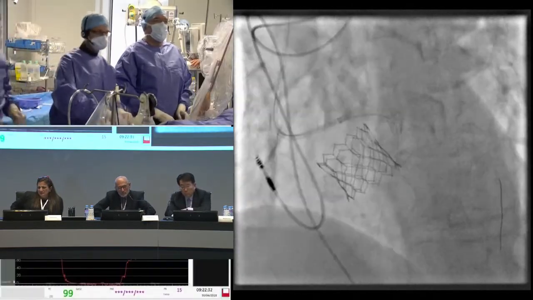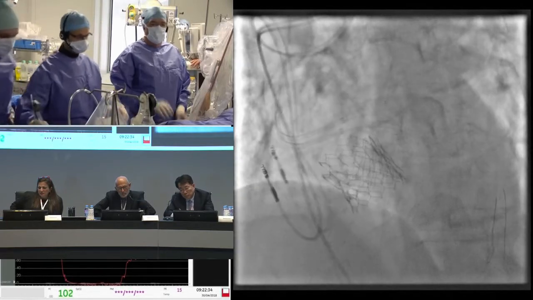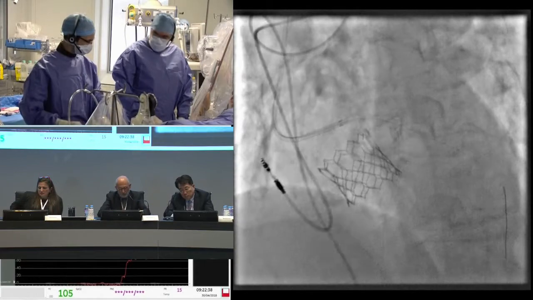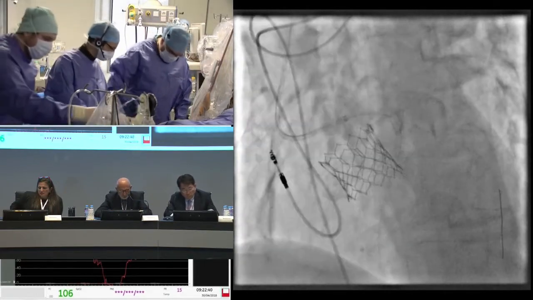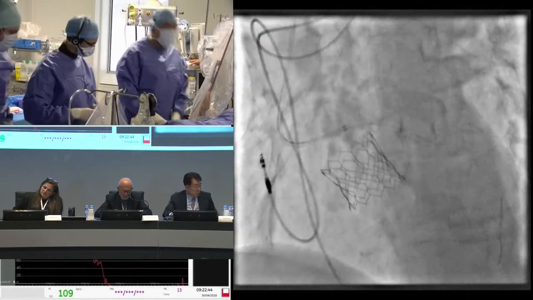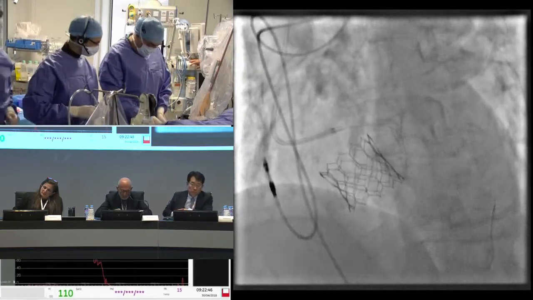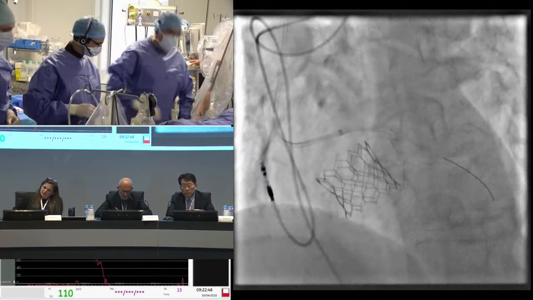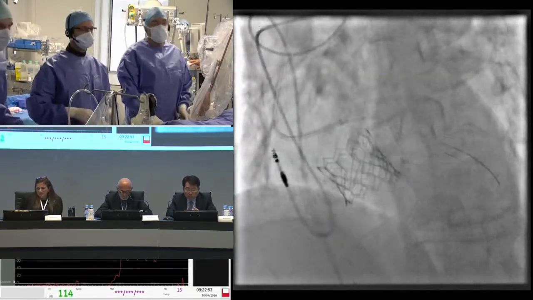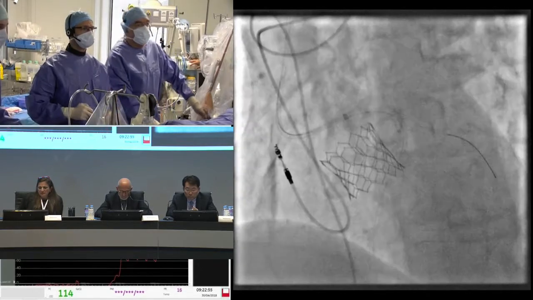So we keep the guiding disengaged. Now we look at the pressure. Flush. I remove the balloon. Pressure on. Okay. How is the pressure? Yes, pressure is good. Okay, we can take a view like that.